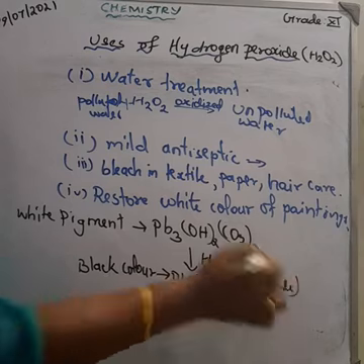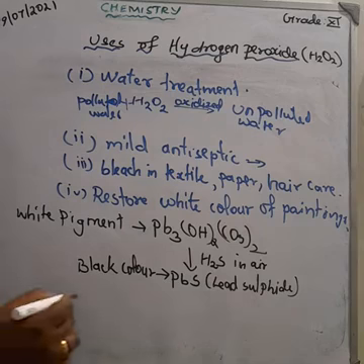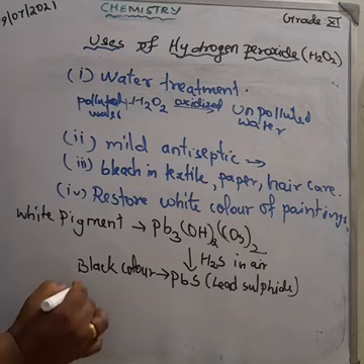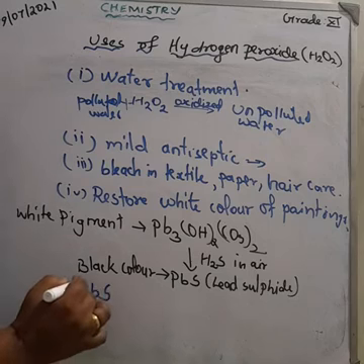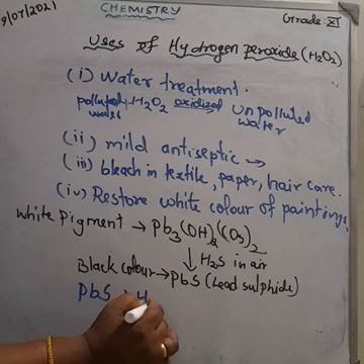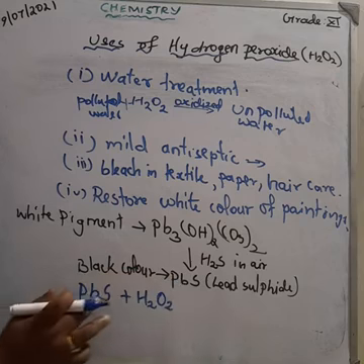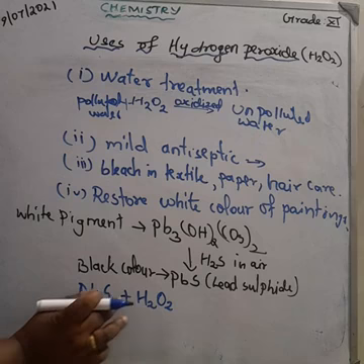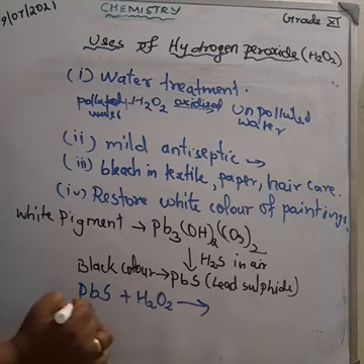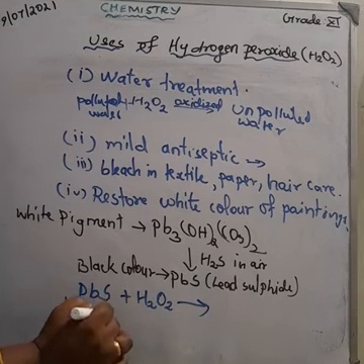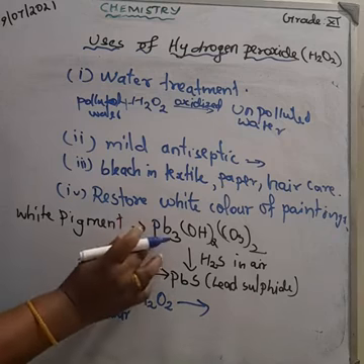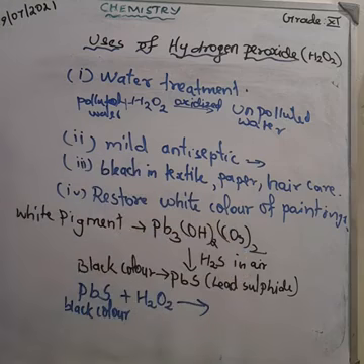So when we use hydrogen peroxide in the paint, it is an oxidizing agent, so it oxidizes the black colored lead sulfide to white colored lead sulfate. Understood? The paint contains a white pigment. What is the white pigment? Pb3(OH)2(CO3)2, lead carbonate hydroxide.